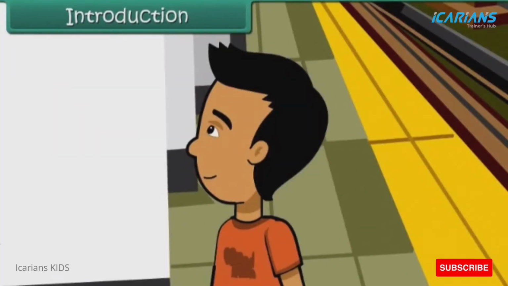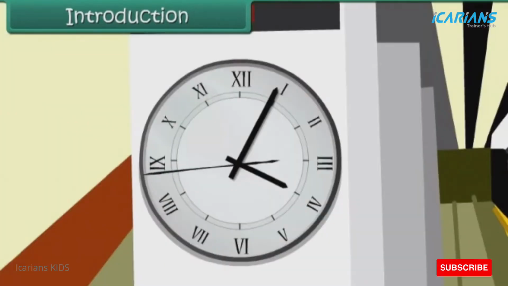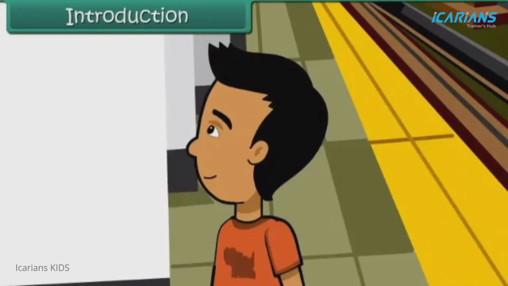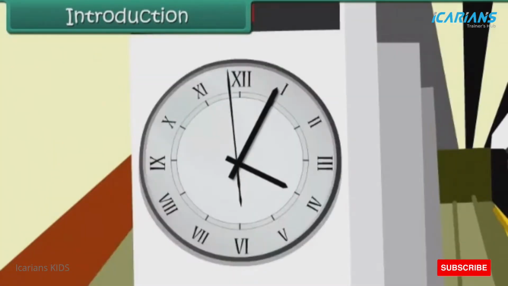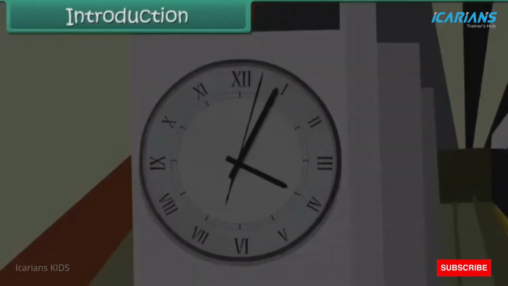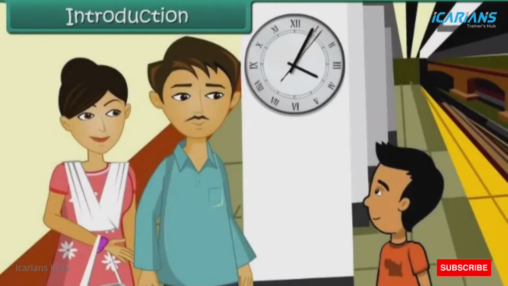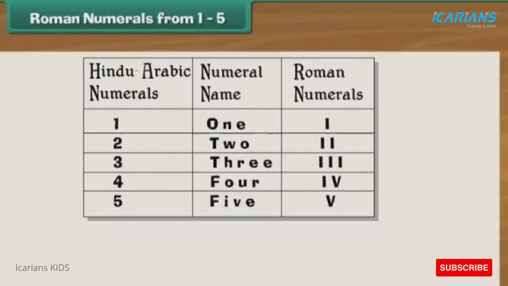But he is unable to read the clock as all the numbers are written using Roman numerals. Seeing Abhishek grow restless, his father decides to teach him the Roman numerals and their usage. Let us also learn to read and write numbers using Roman numerals.